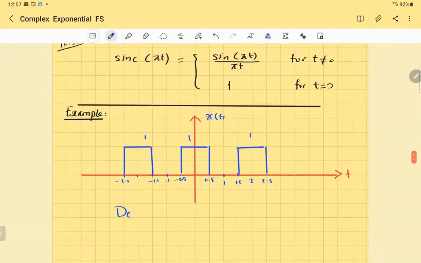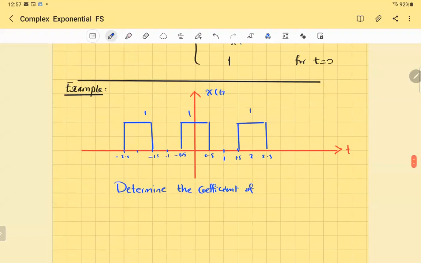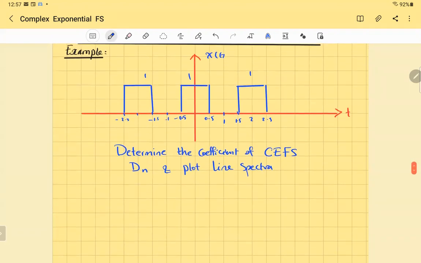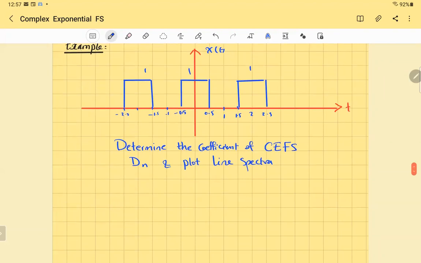It's required to determine the coefficient of the complex exponential Fourier series, which is d n, and the flat line spectrum, which consists of two spectra, one for the magnitude and one for the angle. So that's the question.